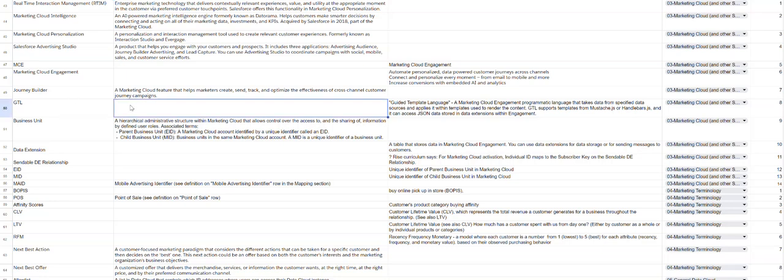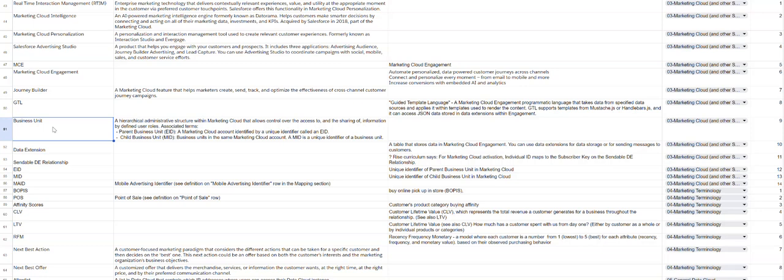GTL, not part of the official glossary, but it's a guided template language. Marketing Cloud Engagement programmatic language that takes data from specified data sources and applies it within templates used to render the content. GTL supports templates from mustache.js or handlebars.js, and it can access JSON data stored in data extensions within Marketing Cloud Engagement. We're going to get to data extensions in a moment.